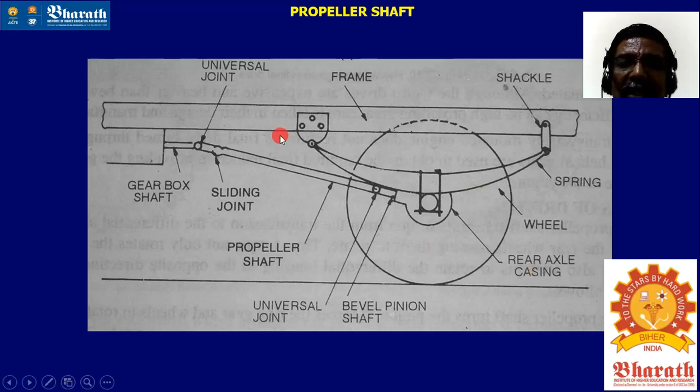Then the propeller shaft: here we saw how the propeller shaft is swinging and how to cushion, how to give the clearance and allowances, and what is the importance of the shackle, why we should keep the shackle at the rear but not in the front. So many things we have seen in this video.